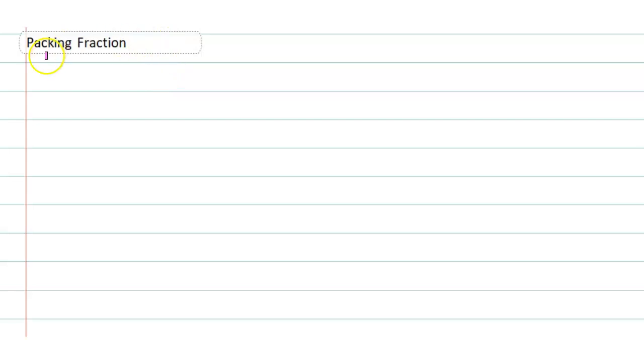So today's topic is packing fraction. Packing fraction means how much space atoms occupy in one unit cell. This is a topic from class +2, class 12th, subject chemistry, and the topic is packing fraction.